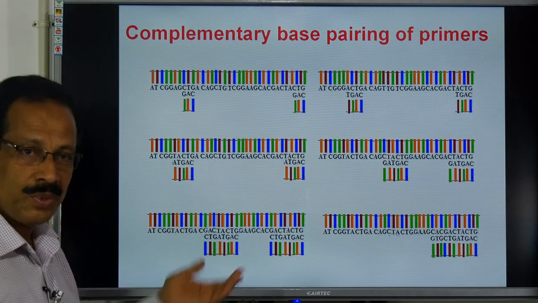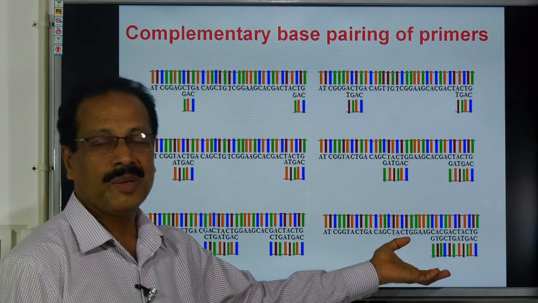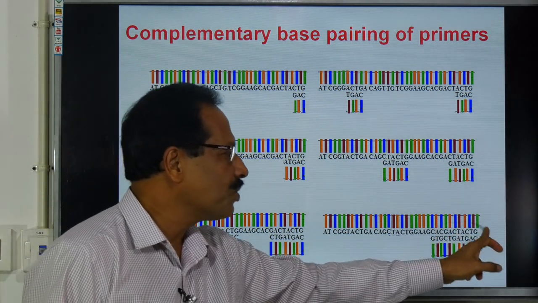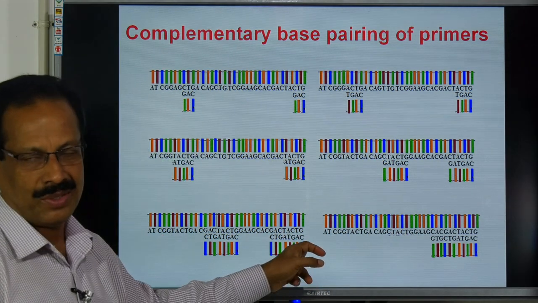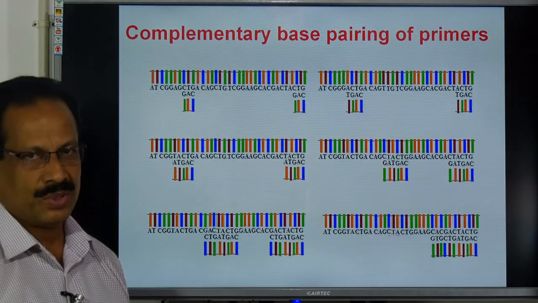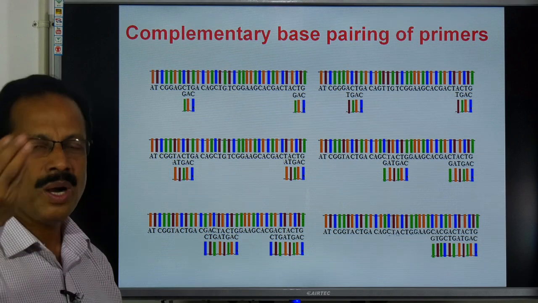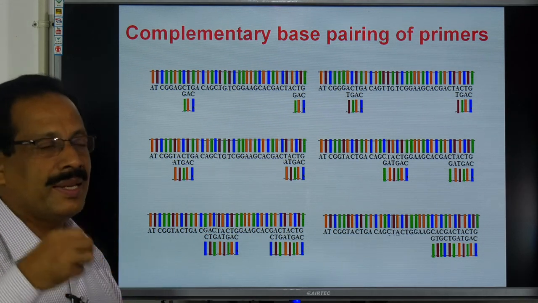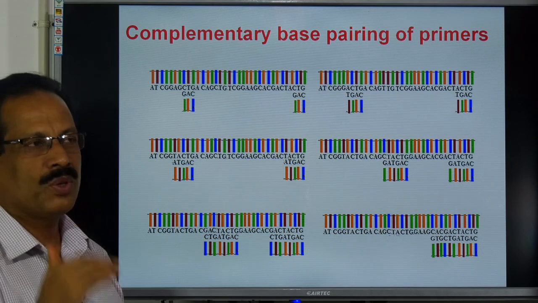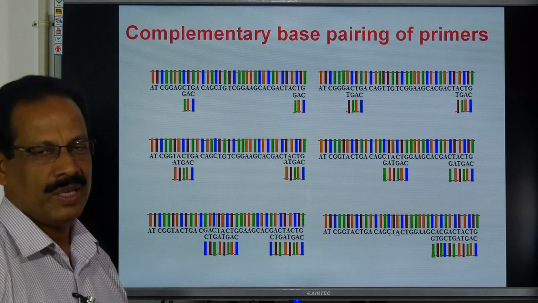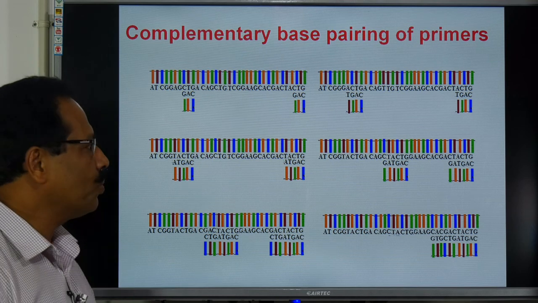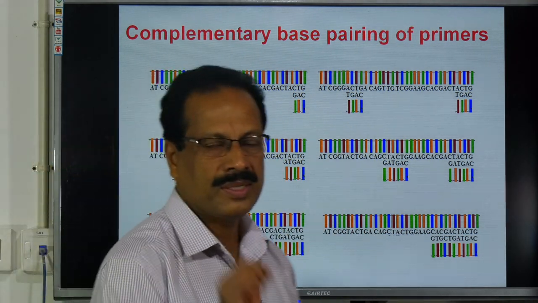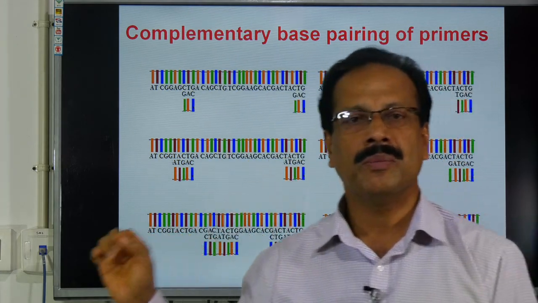Then you keep increasing, and when you reach maybe 18 or 20 bases, there is only one complementary place. There are no other complementary places. So the length of the primer is important. But if the length is too high, like 30 or more, the annealing percentage will decrease. So you use the minimum number of bases, but you have to ensure optimum binding: only single binding, no non-specific binding.